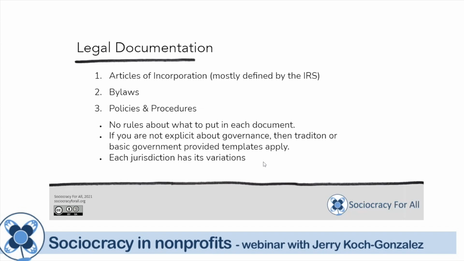And of course, I'm talking mostly about the US experience, but even within the United States, every state has somewhat different policies. Every country has its own way of doing things. So when you're looking at legal documentation, you have to apply that to the country that you're in, the jurisdiction you're in.